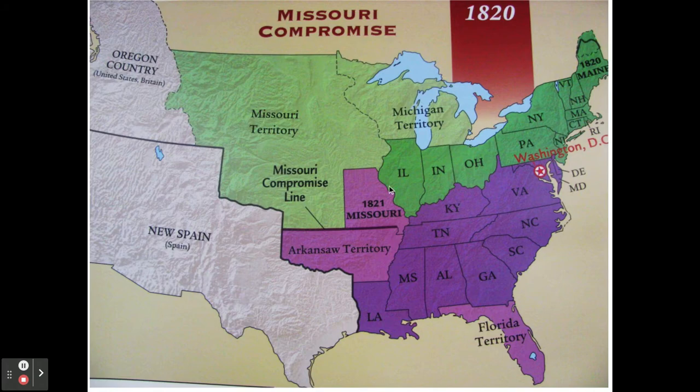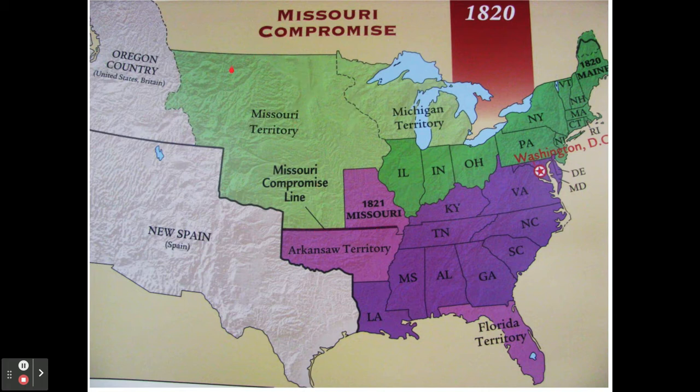So let's look at this map here. Let me see if I can get my laser pointer. Okay, there we go. Right here, this Missouri Compromise line. So purple here is slave, green is free. They say, okay, we will allow Missouri to be a slave state, but then from the southern border here, we're not going to allow slavery anywhere else above this line.